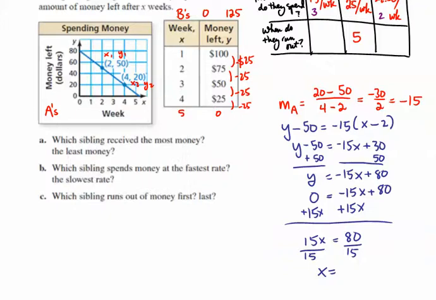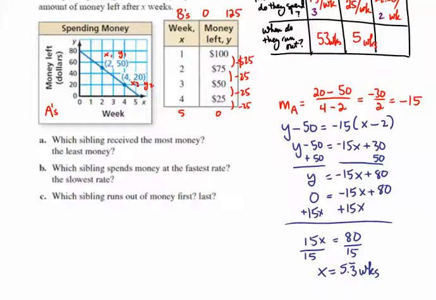And so 5.3 repeating weeks. All right, so who was that? That was A, runs out in 5.3 weeks. B is 5 weeks.